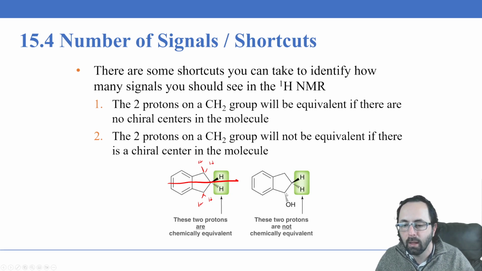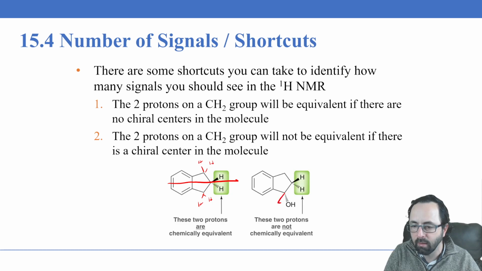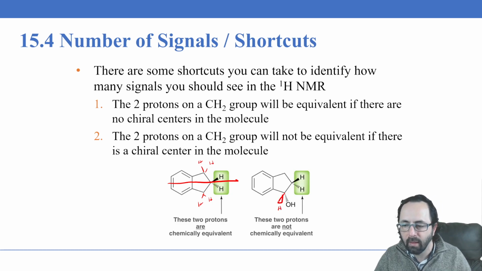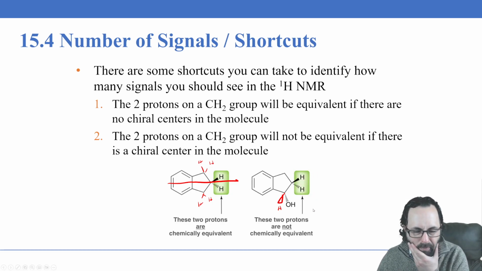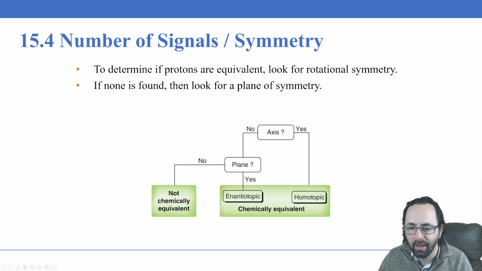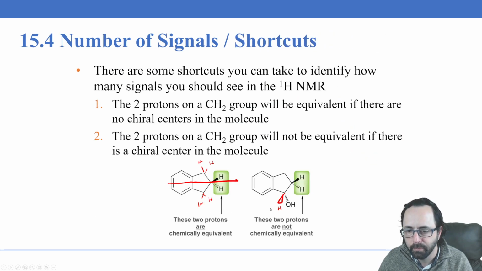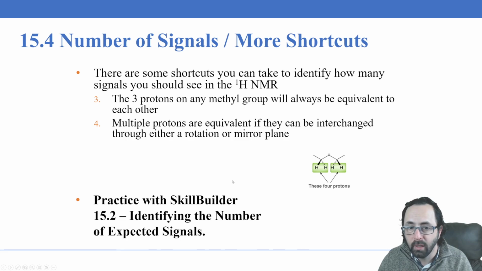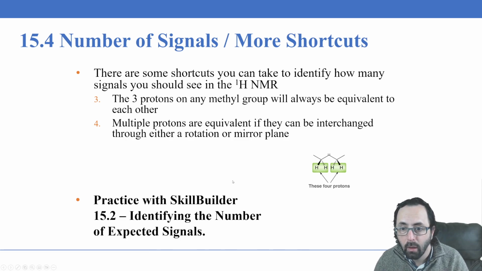But as soon as we introduce here a chiral carbon, this carbon being chiral because it's attached to 4 different groups, at this point now, these protons are no longer chemically equivalent. They are diastereotopic. They're not enantiotopic or homotopic.